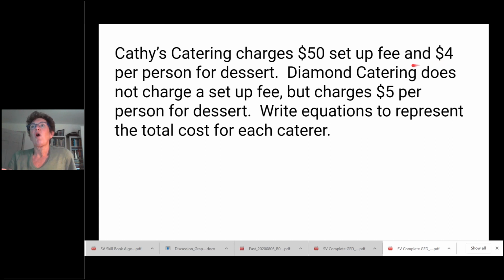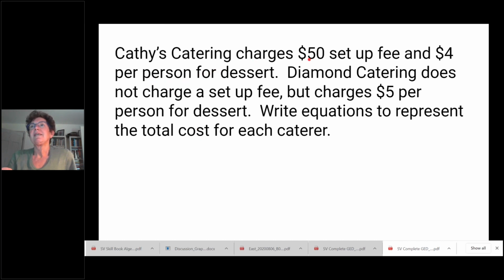So what we see overall is that we have two unknowns in this situation. We are trying to find the total cost for each caterer, and the other unknown is how many people are going to come to this event. So the total cost changes based on how many people will be in attendance.